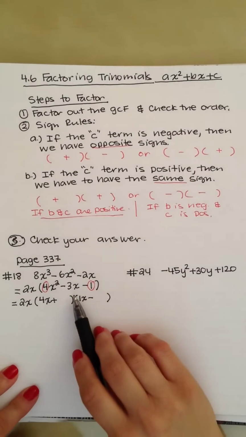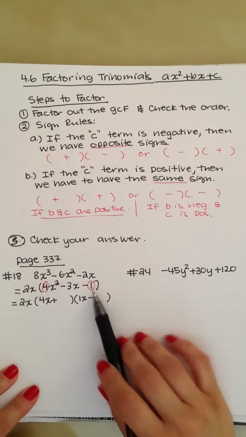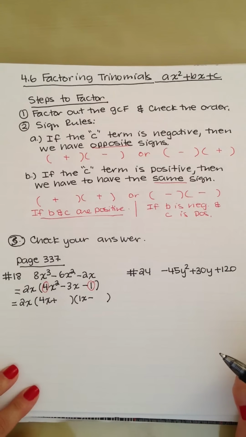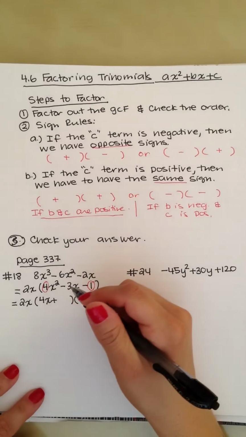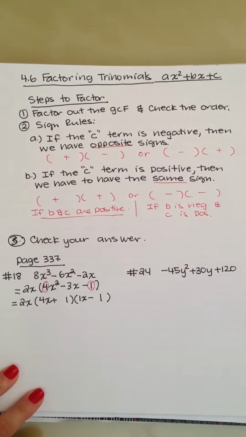I'm trying to get the middle term. Okay, now factors of 1 are just 1 and 1. So let's see if this is going to work out. So I have a 1 here, and I have a 1 here.